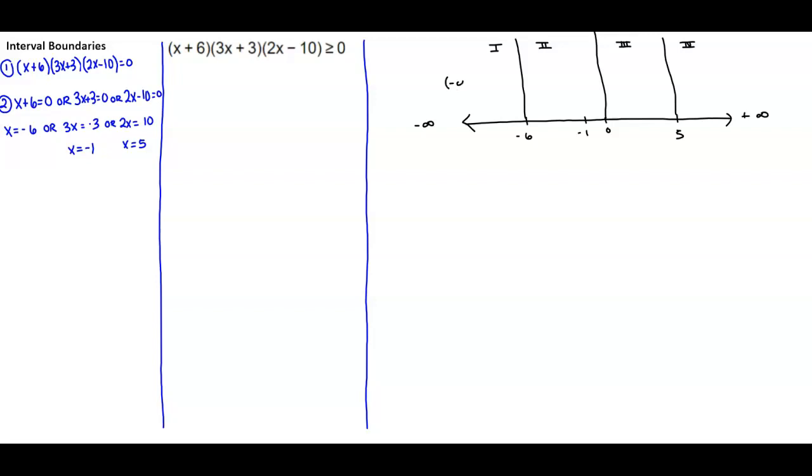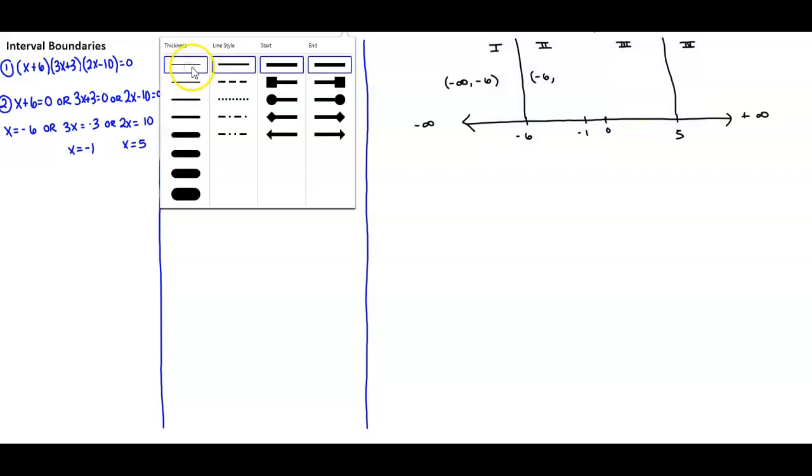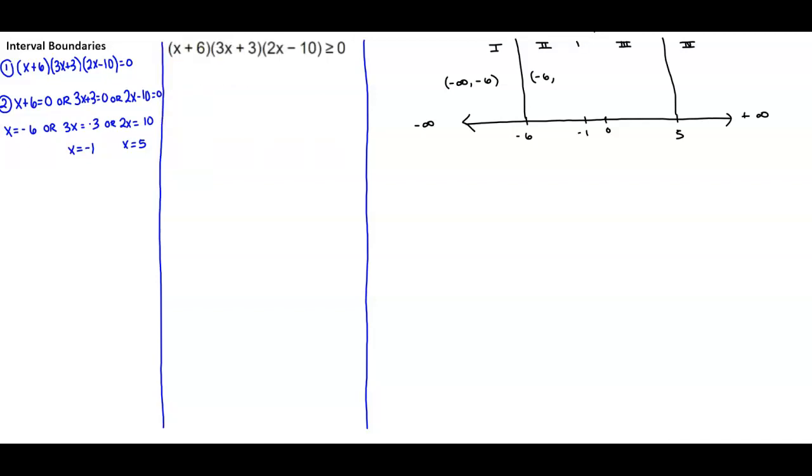So the first interval goes from negative infinity to negative 6. Second interval goes from negative 6 to negative 1. So let me correct that there. So that should be negative 1. So that's negative 6 to negative 1. Interval 3 goes from negative 1 to 5. Interval 4 goes from 5 to infinity. Now let's check our intervals.